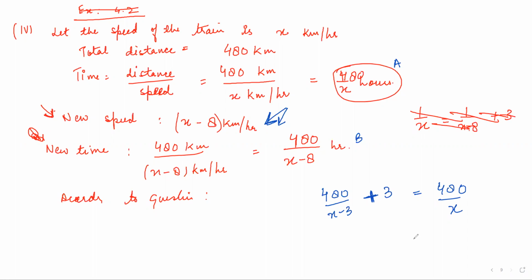Okay, let us try to solve it. So this is 480 upon x minus 3, 480 divided by x minus 3, and then you have plus 3. This is equal to 480 divided by x. Is this correct? I have written.